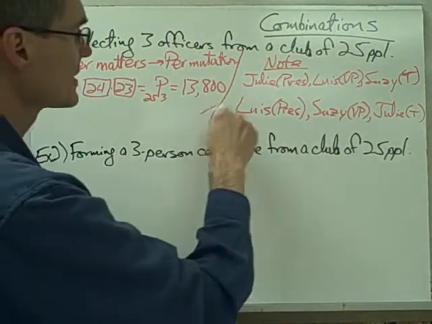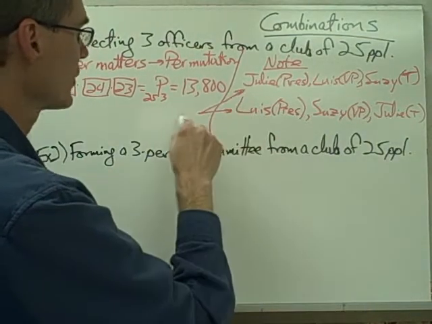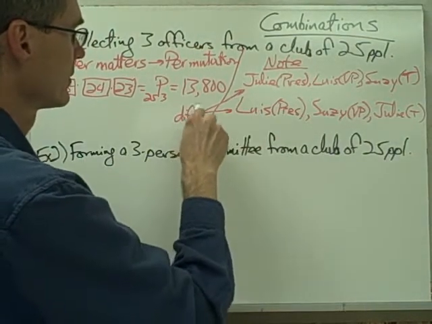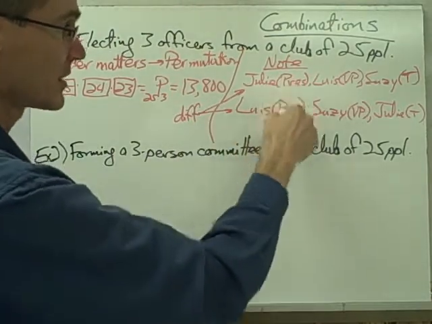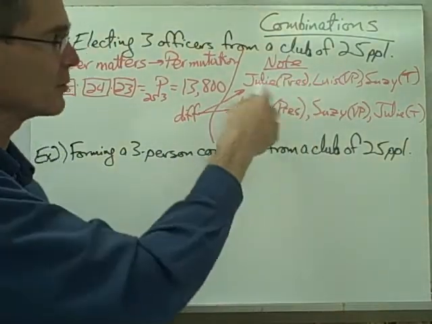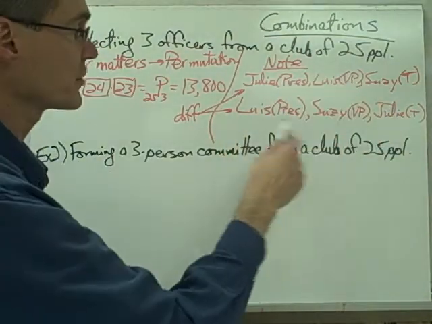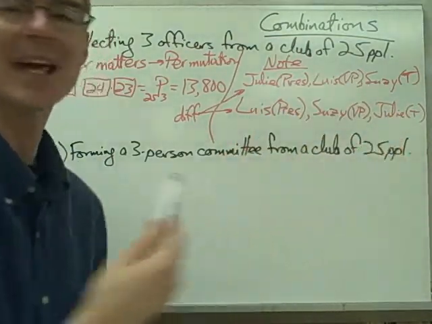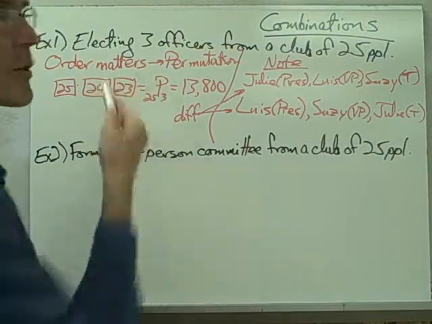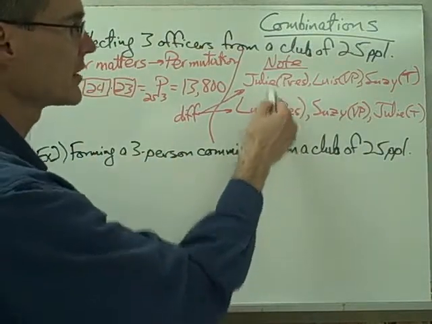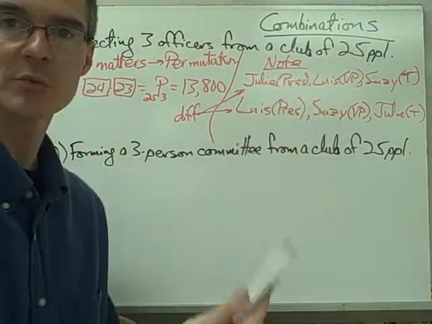All right, so since these are different, we would count these as 2 different arrangements. Julie, Luis, and Susie is a different set of officers than Luis, Susie, and Julie, and it's different because the order matters. It matters who gets elected first. It's a different arrangement.